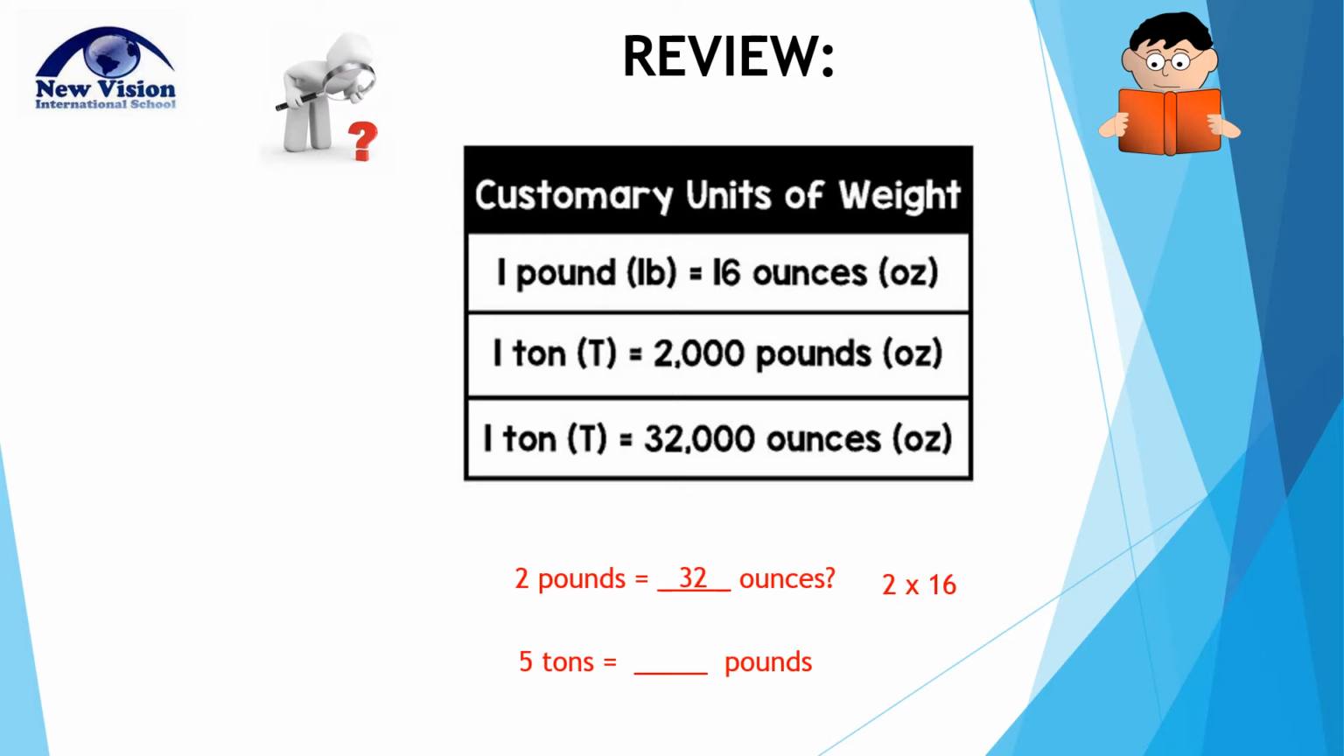Another example, 5 tons, how many pounds? Again, look at the table. In 1 ton, there are 2,000 pounds. So we have to multiply 5 and 2,000. So 5 times 2,000 equals, great, 10,000. Therefore, there are 10,000 pounds in 5 tons.